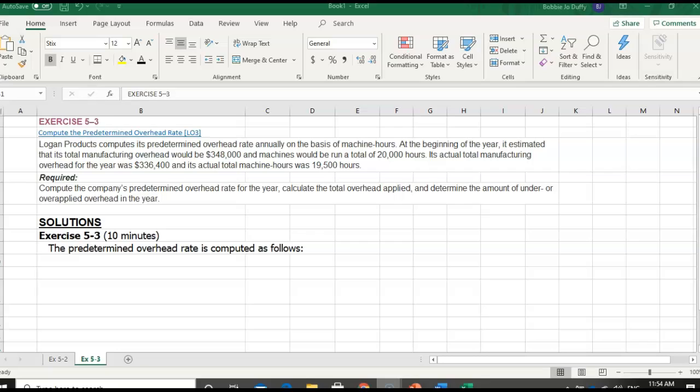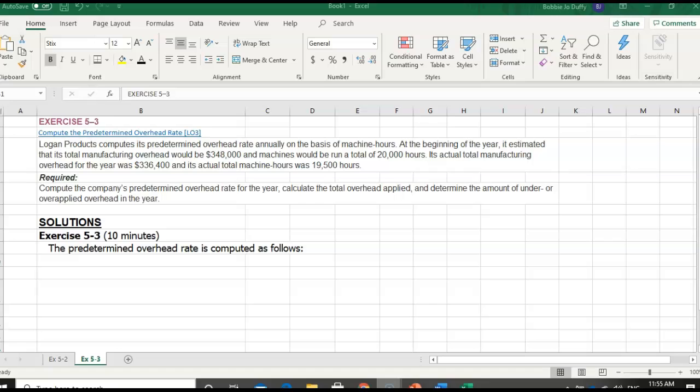Its actual total manufacturing overhead for the year was $336,400 and its actual total machine hours was 19,500. So compute the company's predetermined overhead rate for the year, then calculate the total overhead that was applied and determine the amount of over or under applied overhead there was for the year.